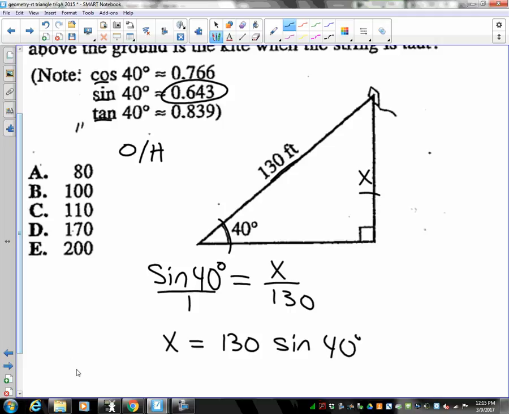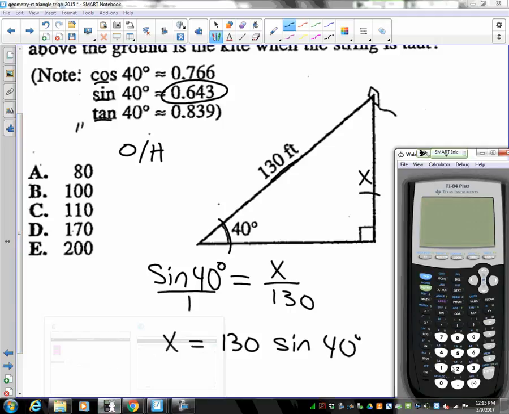Okay, so let's pull up a calculator. All right, so you just type in 130 times sine of 40 degrees, close that parenthesis. Okay, so 83.5. Now, which one's closest here? 80.